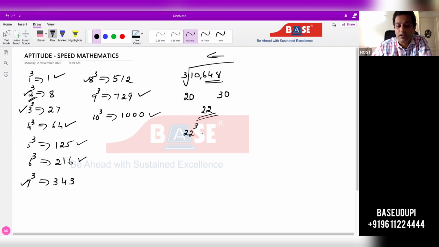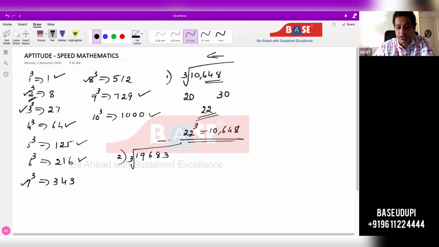22 cube is 10,648. So if I take the next one, the second one, say 19,683. One more 5-digit number, finding cube root.